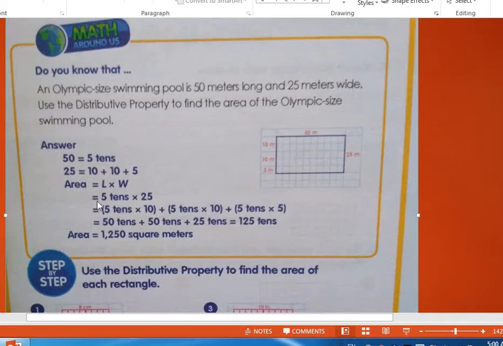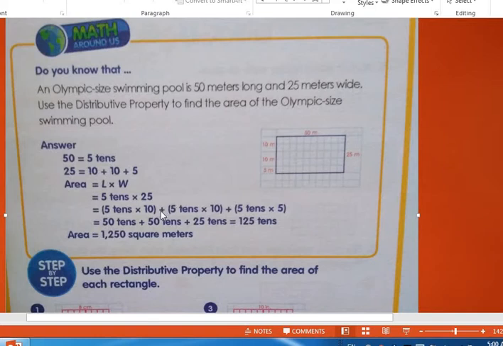This 5 tens means the length is 50 meters. Don't panic. Times what? Times 25 meters. So 5 tens times 10 plus 5 tens times 10 plus 5 tens times 5. What's this, miss? Don't panic. I have here 25, as I told you, can be done like 10 plus 10 plus 5. 25 can be distributed as 10 plus 10 plus 5.